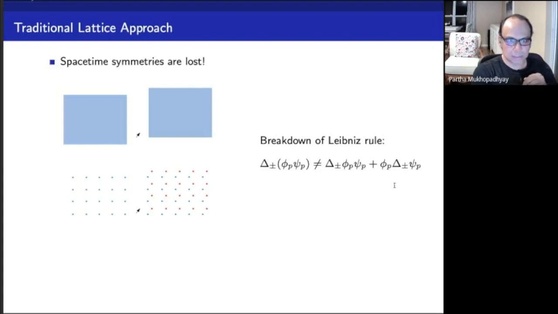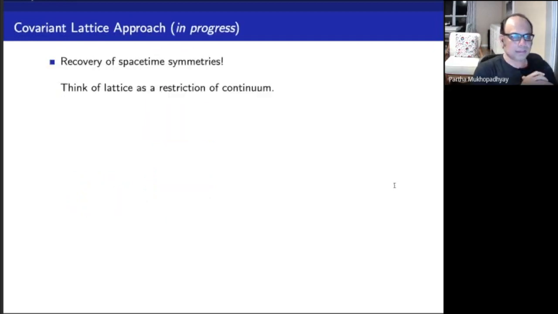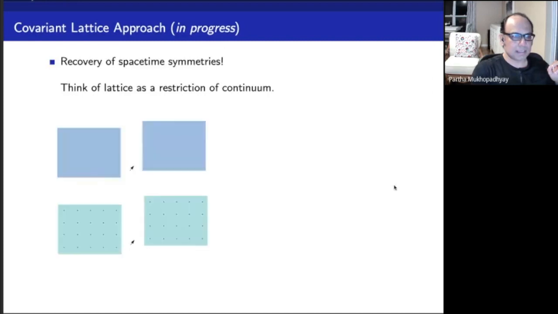Unlike the ordinary derivative does. Now, I am thinking of another approach of looking at symmetries on the lattice in a different way, which can preserve these continuous symmetries. And the approach is to think of the lattice as a restriction of the continuum.